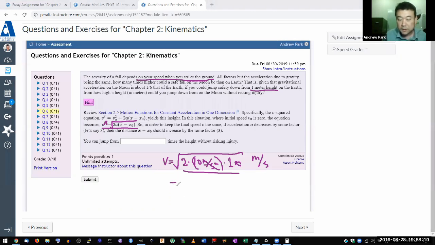So speed when I strike the ground is 4.47 meters per second. And what we are claiming is that that's a safe speed to strike the ground with, whether you are on Earth or on the Moon. So to find the height that you can safely jump down from, you say, all right, this is going to be my final speed as I strike the ground on the Moon. Now let's see what my starting height was.